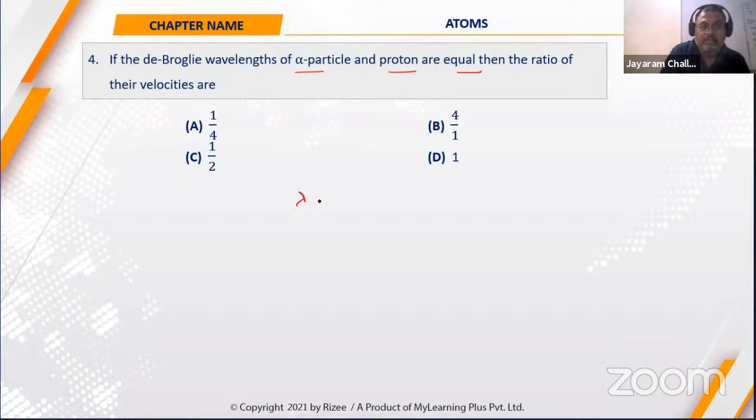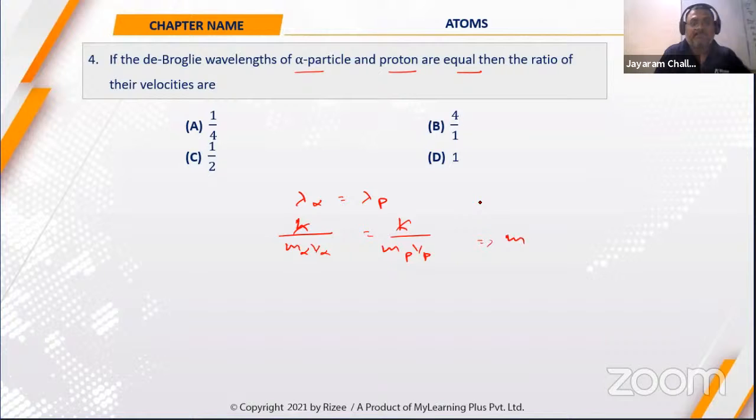That means lambda of the alpha is equal to lambda of the proton. Then the ratio of their velocities is asked. Can I replace this one? This is h by mass of the alpha into velocity of the alpha is equal to h by mass of the proton into velocity of the proton. The h terms can be removed here.